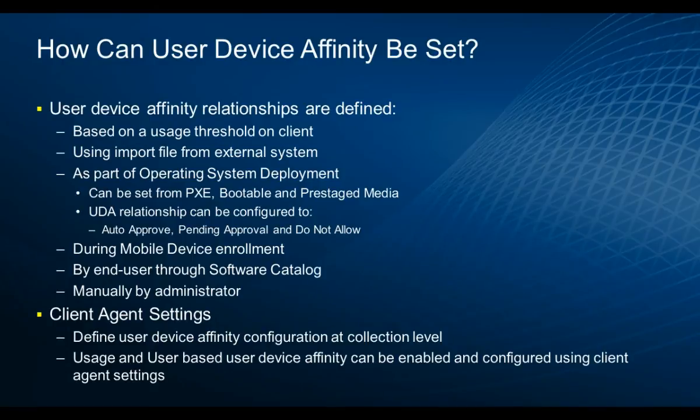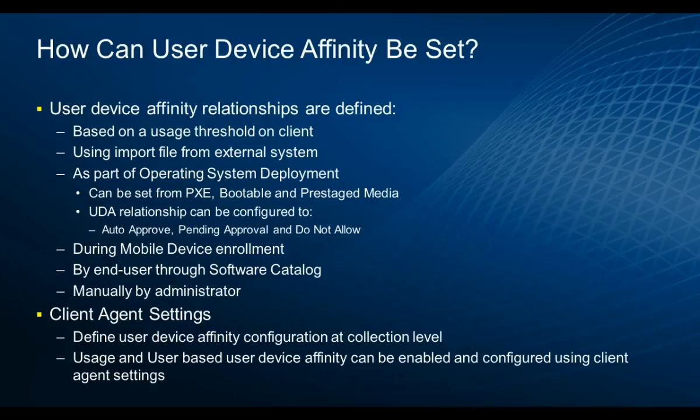So how can UDA be set? Because there are a few different ways it can be established. There are different ways that user-device affinity relationships are defined. We can define this based on a usage threshold on the client. So we can look at things like login data and see that Melissa is logging into that machine 98% of the time, and 2% of the time it's the local administrator account. So we pretty much know it's her machine.